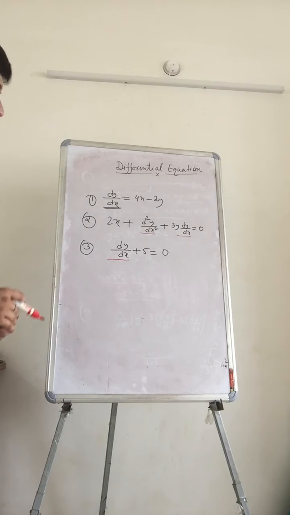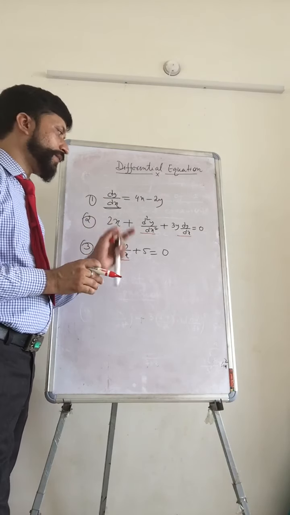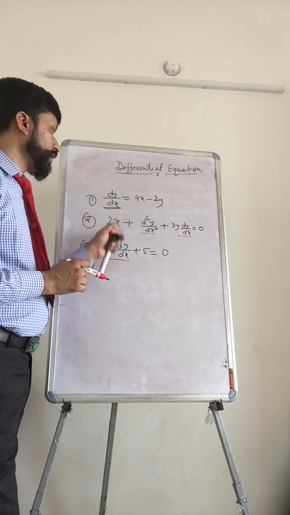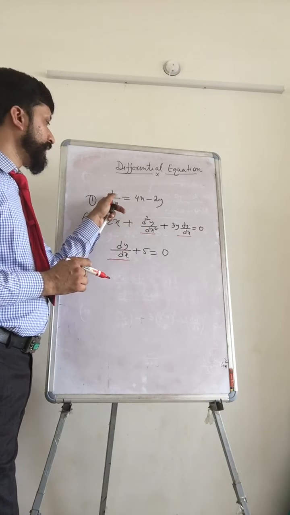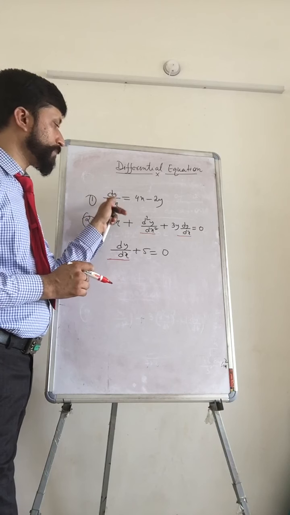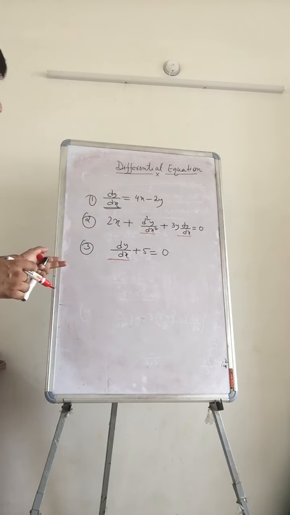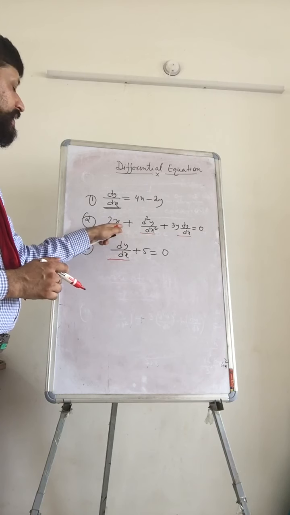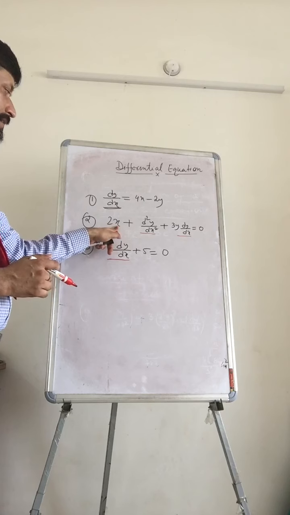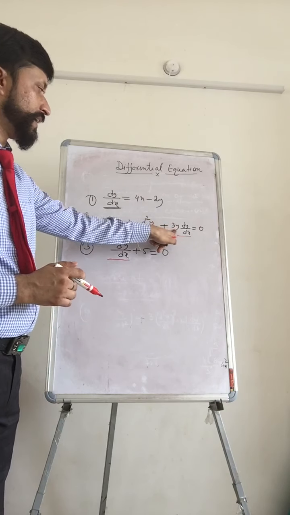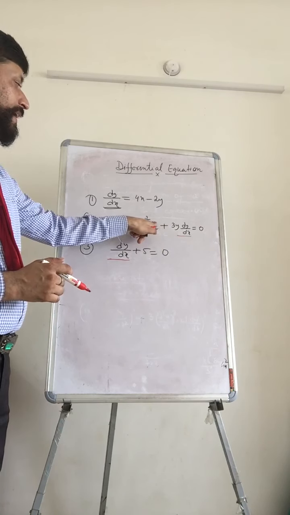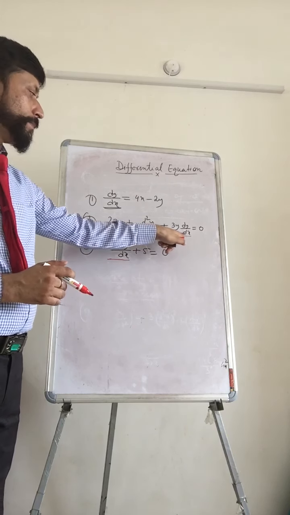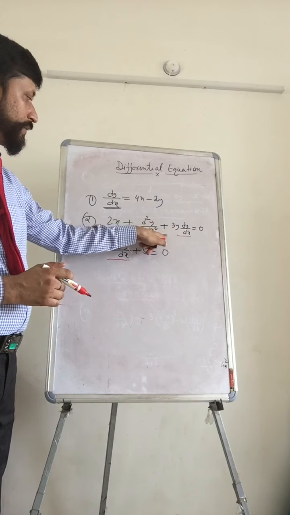So what are the conditions, or how will you identify whether an equation is a differential equation or not? First, the equation must contain derivatives of the dependent variable with respect to the independent variable. Besides this, there can be a dependent variable as well as an independent variable. Here the dependent variable is there, the independent variable is also there, and derivatives of the dependent variable with respect to the independent variable are there. So all these three parameters are there, so it is a differential equation.